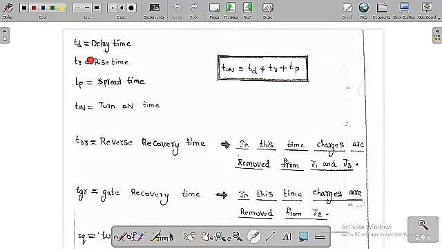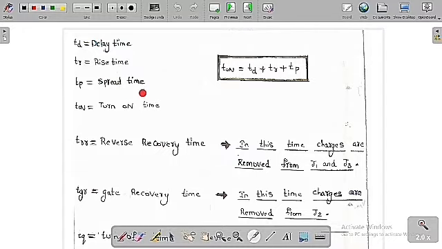TD is called the delay time. TD means the time for the anode current to go from 0 to 0.1 IF; it is called the delay time. Whereas TR is called the rise time, meaning the anode current goes from 0.1 IF to 0.9 IF. Whereas TP is called the spread time, meaning the current goes from 0.9 IF to IF.